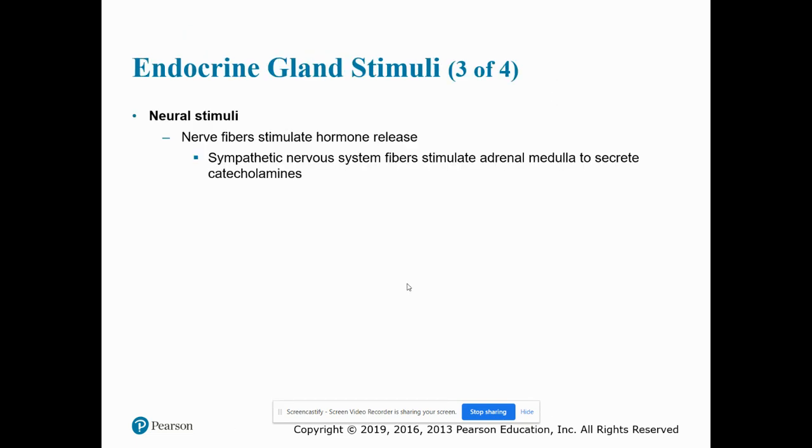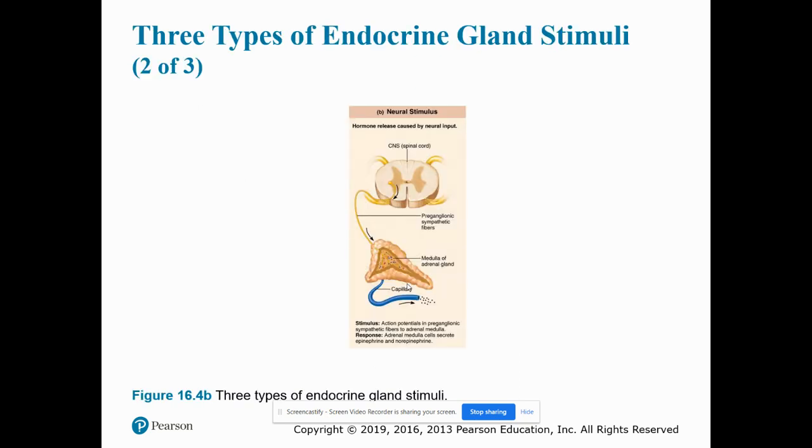We have neural stimuli. This is where nerve fibers stimulate hormone release. An example of this is sympathetic nervous system fibers stimulating the adrenal medulla to secrete catecholamines. And that's, again, what this is showing. We have just a direct line going from spinal cord straight down to the endocrine organ here, and then it's going to cause the release of catecholamines, epinephrine, norepinephrine.